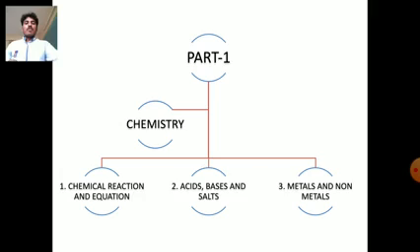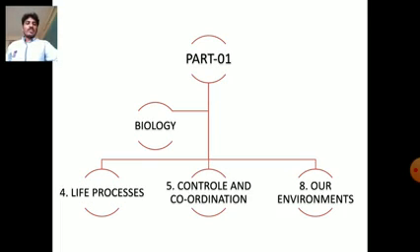Third one is metals and non-metals. In this chapter, we study the physical properties of metals and the chemical properties of metals, and what happens when metals react with acids. Next, we go to the biology topics.